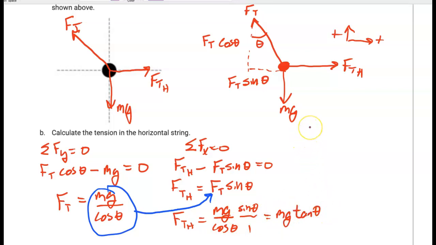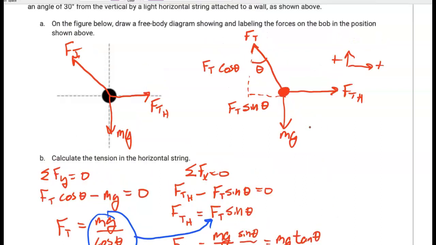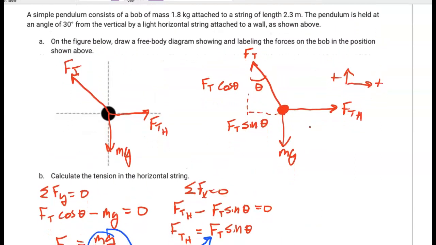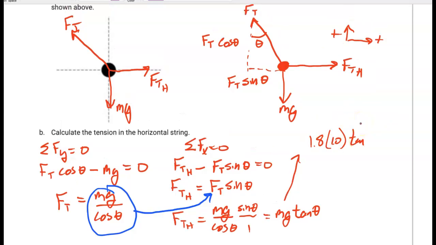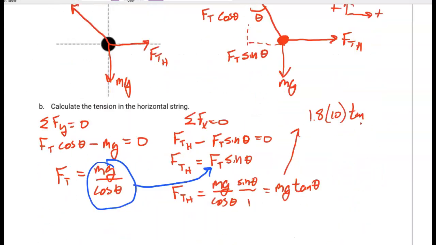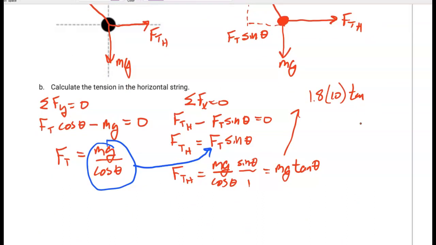So let's go ahead and plug all of our numbers in. If we go back up, we see that our mass is 1.8, and the length of the string is 2.3. So we don't need the length here, we just need the 1.8. So we're going to move up here. This is 1.8 times 10 times the tangent of, and then I think our angle here was 30 degrees, and that's correct. So mg tangent of 30.